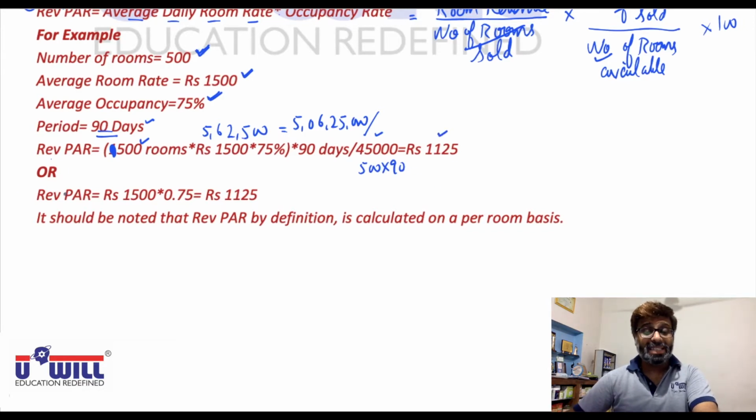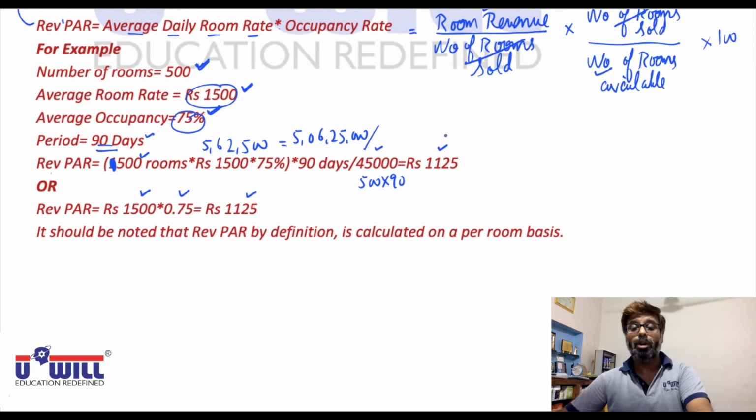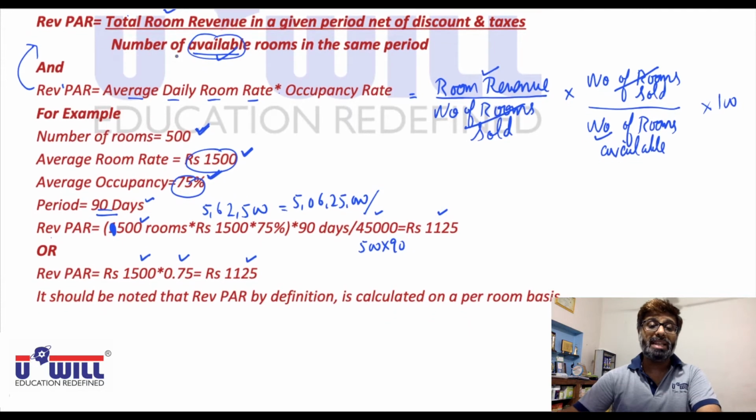Or alternatively, what is the second formula? What is the average daily room rate? 1500. What is the occupancy percentage? 75%. If you do 1500 into 75% or 0.75 directly, you get 1125. So two different formulas are applicable.